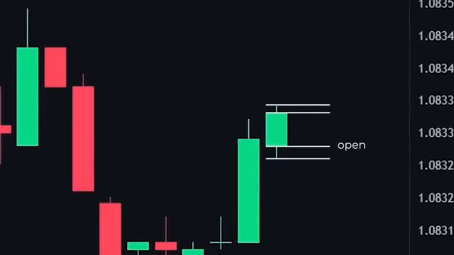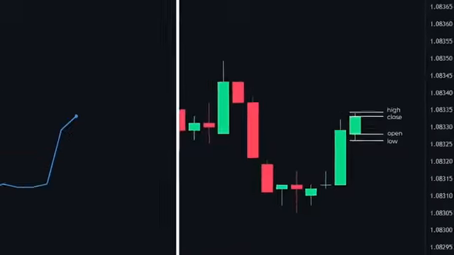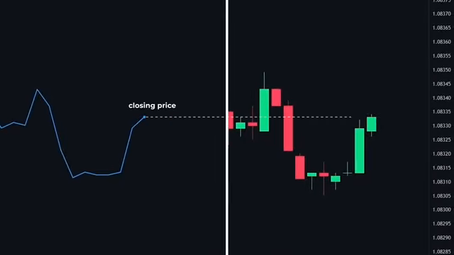First, there's the open, which is the opening price for that period. Next is the high, which shows the highest price reached within that period. Then, there's the low, which is the lowest price reached during that period. And finally, the close, which is the closing price. If you were to use only the line chart, the closing price would be the only information you'd get.